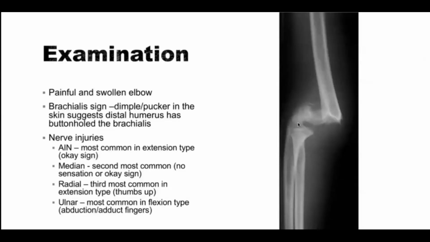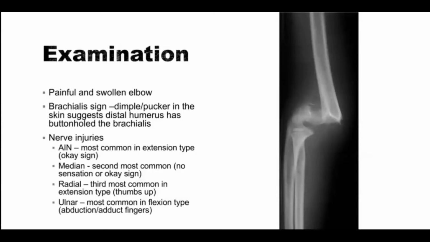Usually you'll see a painful and swollen elbow. Sometimes you'll see a dimple in the front of the elbow, and that can be where the humerus is actually buttonholed through the brachialis muscle and cause some puckering of the skin there. It's good to do a good neurovascular exam. Sensory and the motor component of the median nerve, and oftentimes just the motor part will be out. So even though sensation is intact, sometimes patients will just have an AIN injury, which is the OK sign.